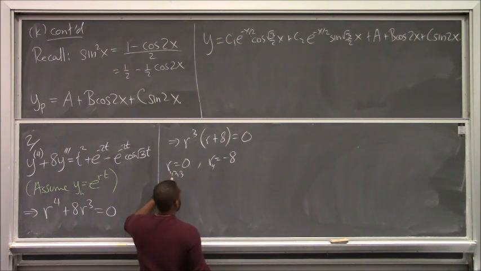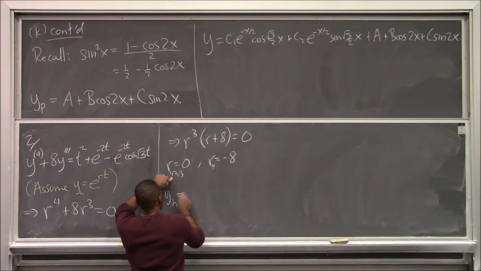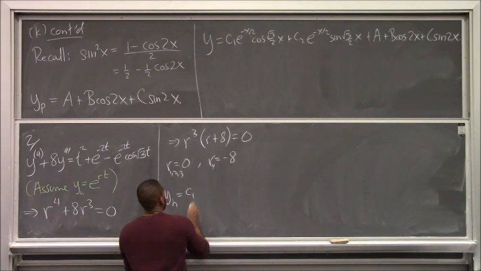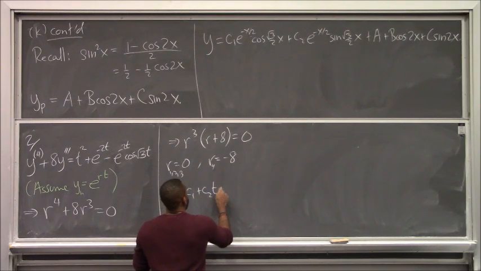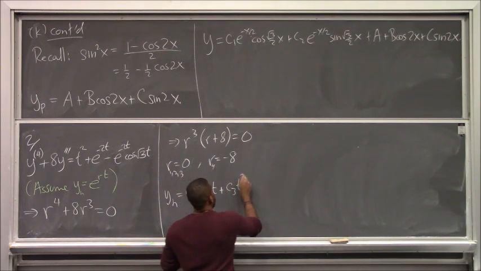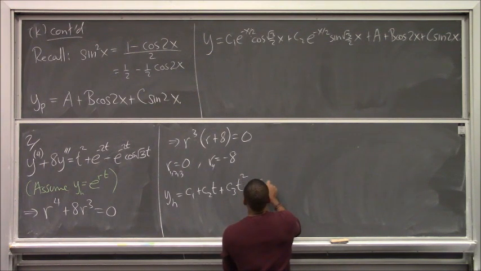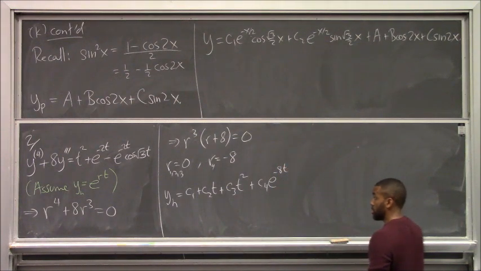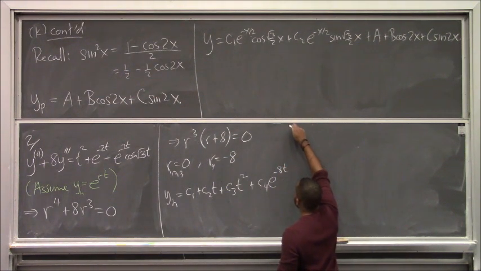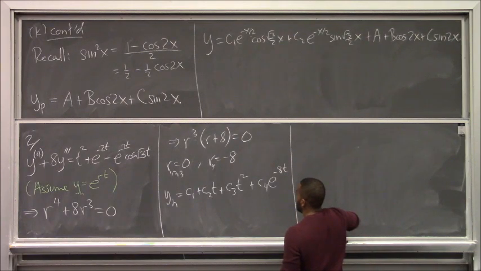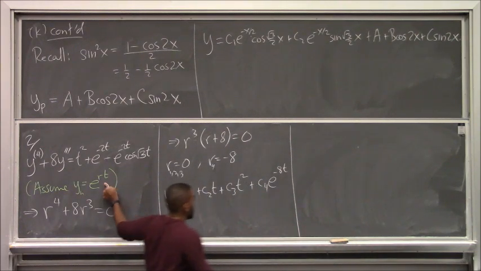Okay, so what would yh look like under these conditions? C1 plus C2 t plus C3 t squared plus C4 e to the negative 8t. So that is our homogeneous. Yes, because this is the exponential.